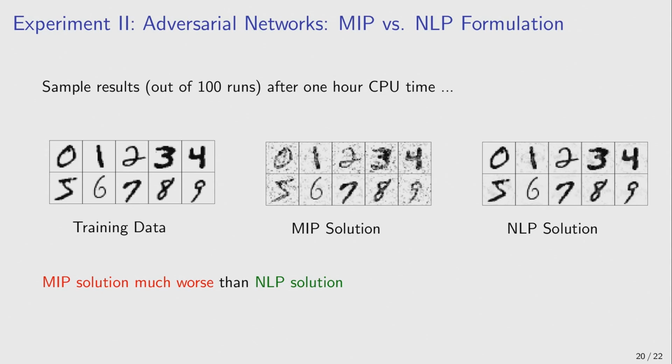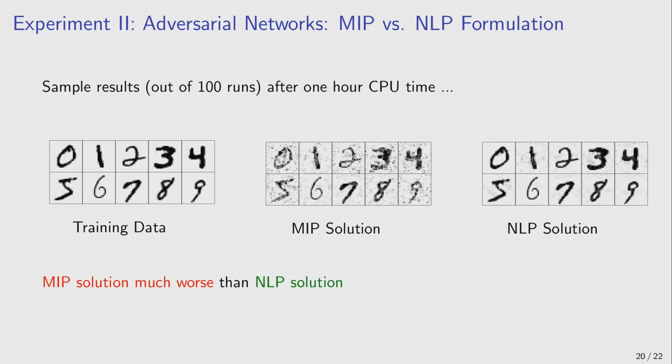And this is just one example out of 100 runs that Dominic did after 1 hour CPU time. So you see the training data here of the 10 digits, the MIP solution in the middle, and the nonlinear optimization solution that we get on the right. One of the advantages is that the MIP isn't solving to optimality, so its solution looks a lot worse, and we're getting really good nonlinear programming solutions.